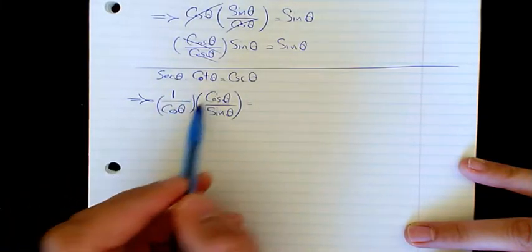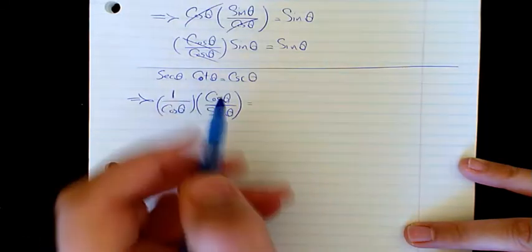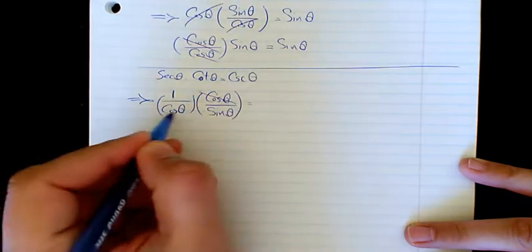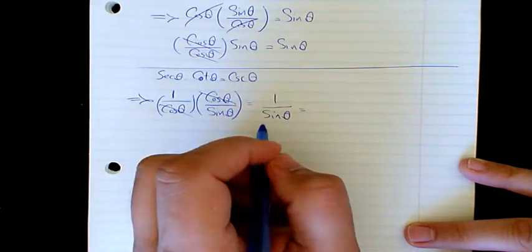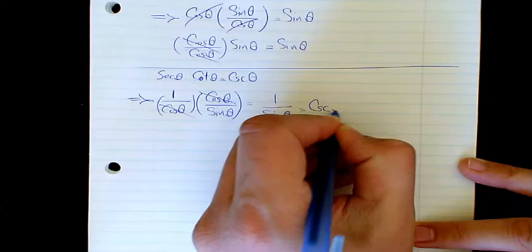I convert everything to cosine and sine. Then now you can cancel these two. It's going to be equal to 1 over sine theta. And as we know, 1 over sine theta is equal to cosecant theta.